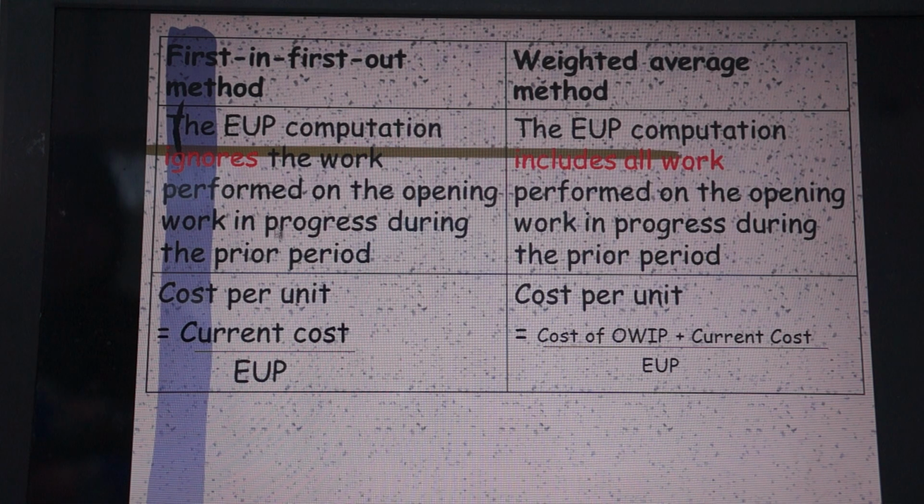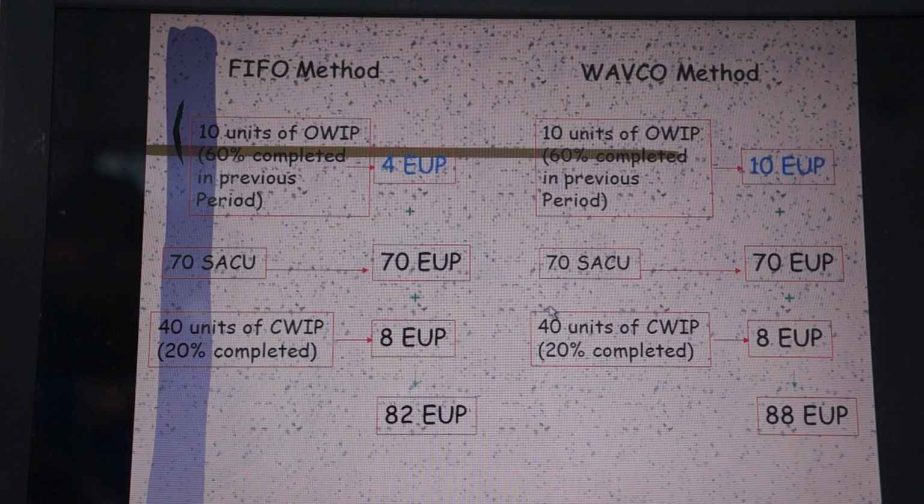So, for first in, first out, cost per unit is equal to current cost divided by equivalent unit production. And cost per unit for weighted average is equal to the cost of opening work in progress plus current cost, divided by equivalent unit production.